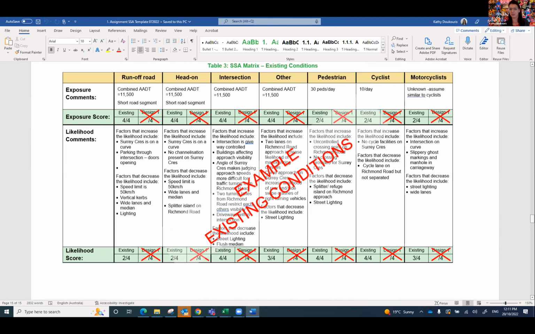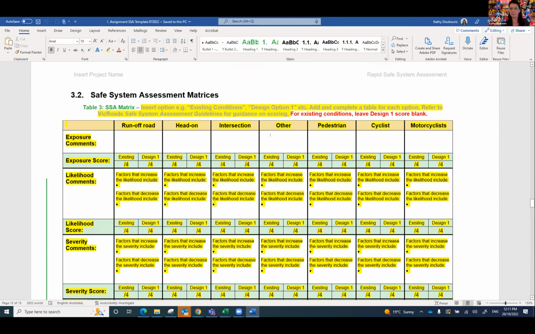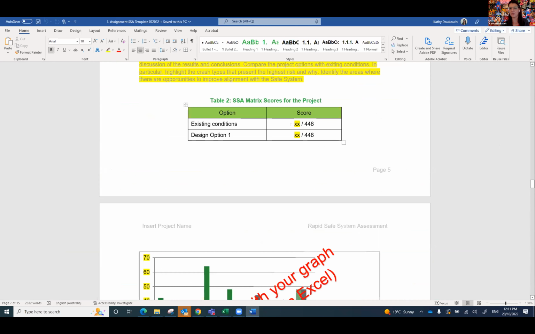So there's that bit where you pop your Excel, you pop in your scores in there for existing conditions and the design option. How are we going? Did I cover it all, Ken? I think you did well, Kathy.